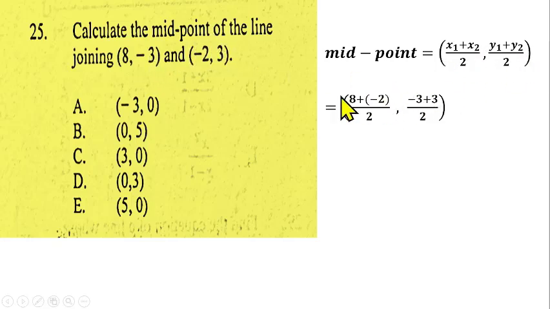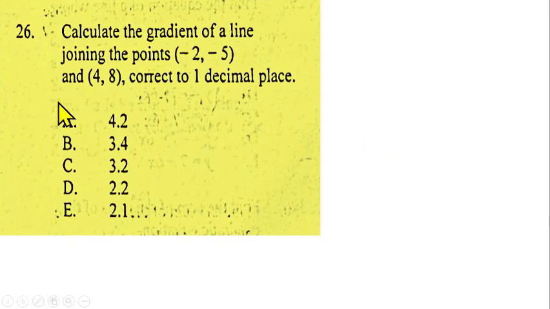If you substitute that here, you have 8 plus open bracket minus 2 over 2, minus 3 plus 3 over 2. If you simplify it, that gives us 8 minus 2 over 2. So that gives us 8 minus 2 is 6 over 2. Minus 3 plus 3 will give us 0 over 2. And that should give us 3, 0 as the coordinate of the midpoint, which makes option C the right answer for question number 25. Question number 26 is still on coordinate geometry.